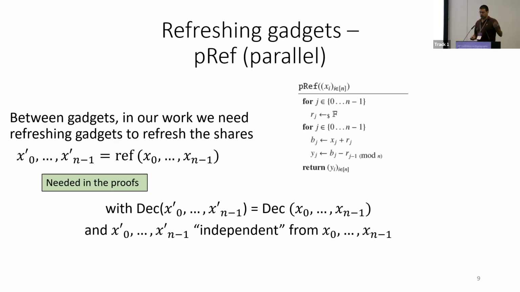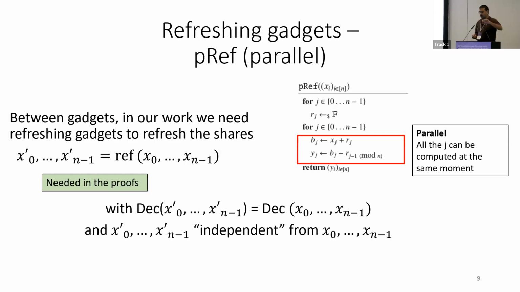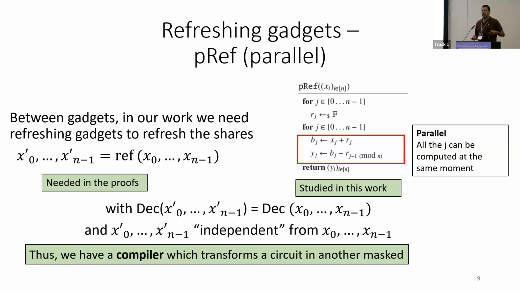In our talk, we use this refreshing gadget, where we add to each share a random value Ri, and we subtract Ri-1 from this random value. So this is parallel because all this computation in the for loop can be done at the same moment. And this is better because it is more efficient, and it also improves the security against side-channel attacks. And we will use this work. In this way, I have given you all the gadgets for every possible arithmetic gate, and I have given you the refreshing gadget. So we have a compiler, which means that we can transform any circuit into a masked circuit.